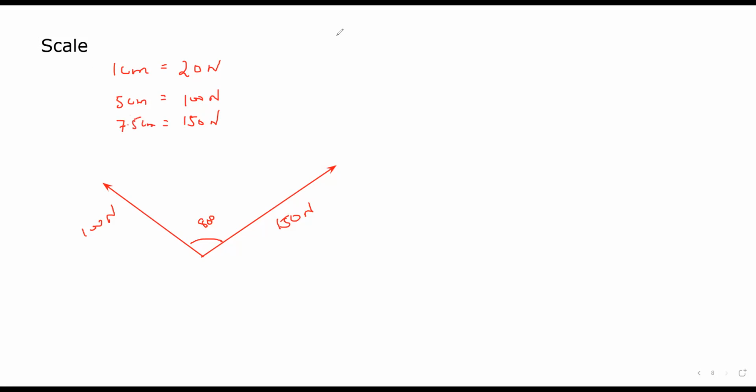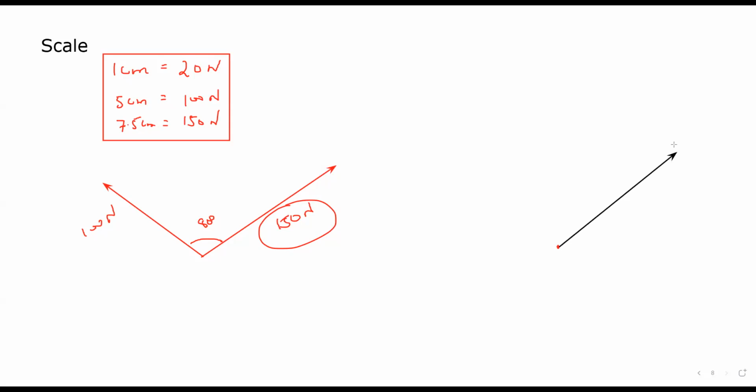So what we did, we selected a scale. Is it clear, the first part? We select a suitable scale. Yes. Then we will mark a point to start the vector. Example, I mark this point to start my vector. 150 Newton means 7.5 centimeters. So first I will draw 7.5 centimeter, without measuring any angle yet.